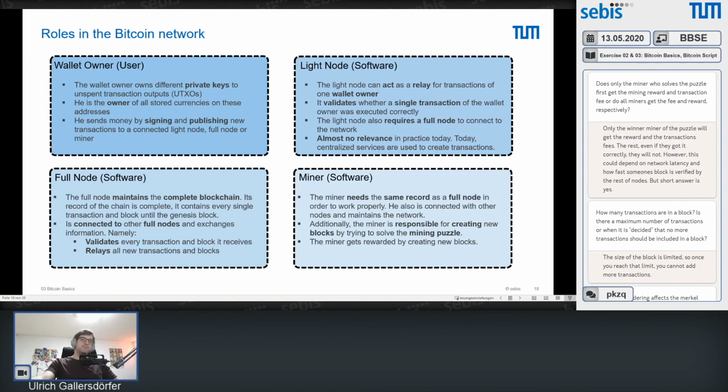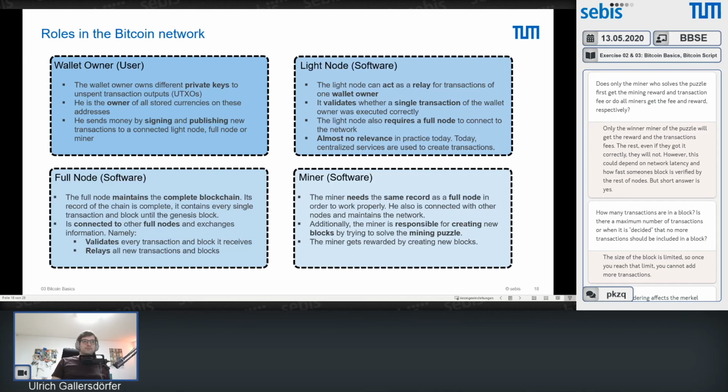So you as a user are basically a wallet owner. A wallet owner in terms of, okay, you control the private keys to your transactions, to these unspent transaction outputs. And you own these coins. And if you want to spend the money, you need to sign and publish transactions into the network. Miners will pick them up, full nodes will pick them up, and miners will eventually include them in blocks.